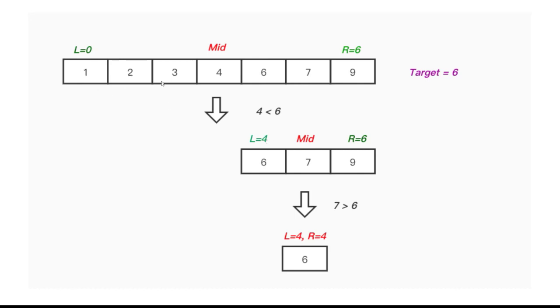So L becomes 4: 0, 1, 2, 3. The midpoint is 3, 3 plus 1 is 4. The right stays at 6, 6 plus 4 is 10, divided by 2 is 5. So these retain their indices, so this is 4, 5, and 6. Now, 7, the value at the midpoint, is greater than 6, so now I've got to shift the right over, which is mid minus 1. So then R becomes 4, L stays at 4, and we have the answer. So we're going to do something similar to that.